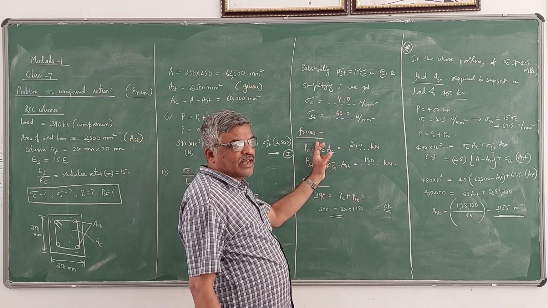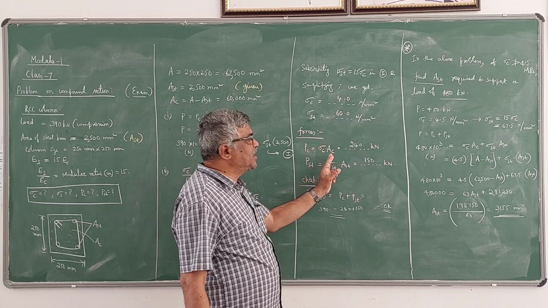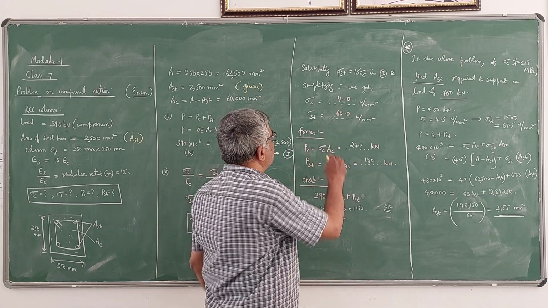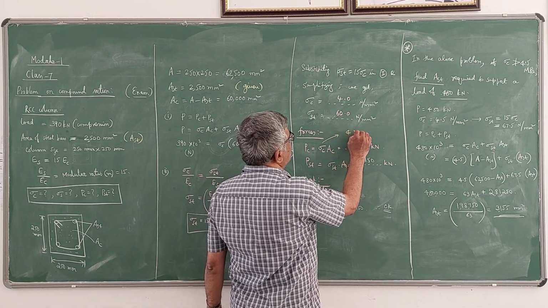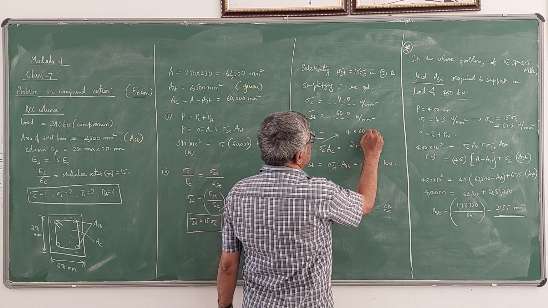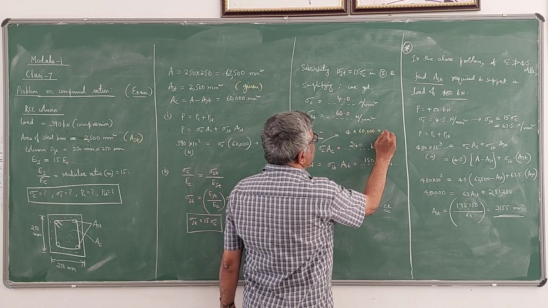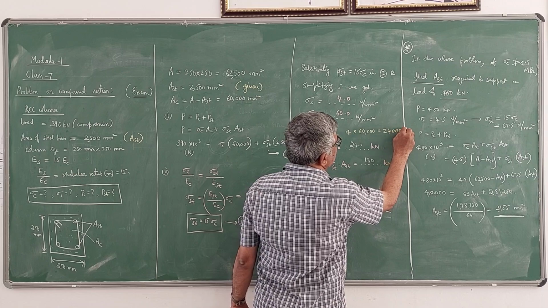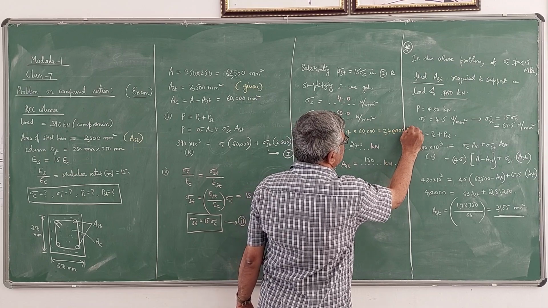Now to find the forces, as usual, PC is sigma C into AC. If you multiply sigma C, which is 4, into AC, which is 60,000, please note, you are going to get 240 followed by 3 zeros. This value will be in Newtons. Please note.